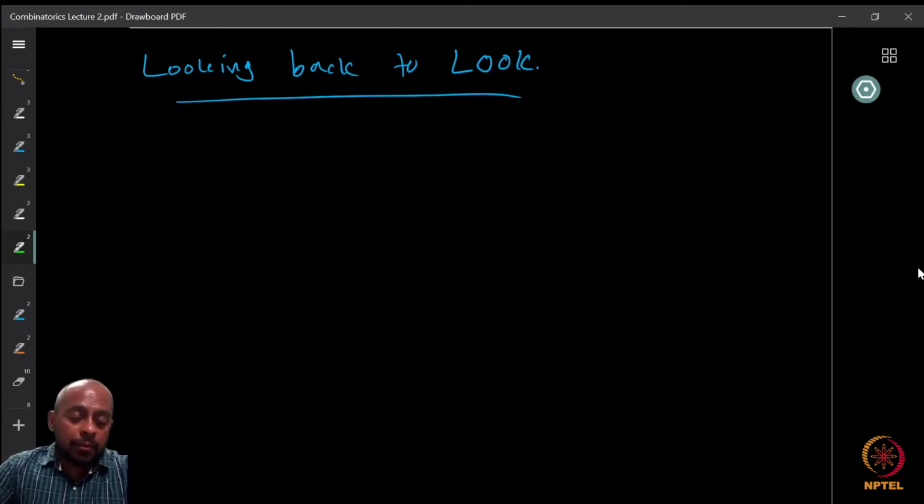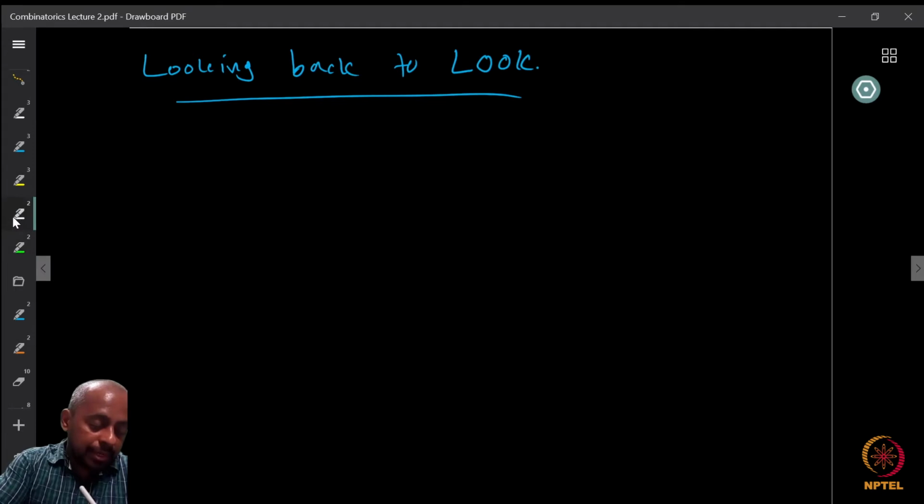Okay, now looking back to the anagrams of LOOK, right? I asked you to solve this yourself if you can. You must have already solved it. You can definitely use brute force to solve it, right? If nothing else works, you can just write down all the words that you can come up with and count it. So if you have counted it, you must have found the answer will be 12. Okay, so what is that number?